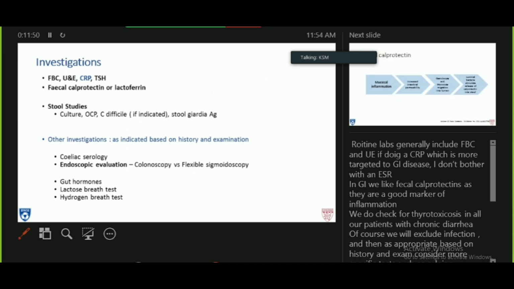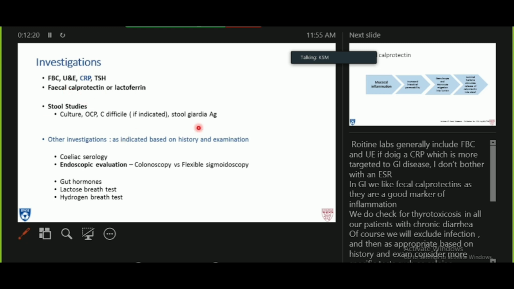Routine investigations are for anemia and dehydration. In GI, we like to check CRP, C-reactive protein, for luminal inflammation. I don't routinely do an erythrocyte sedimentation rate or an ESR if I'm doing a CRP, because the CRP is more specific for the gut. I will check for thyrotoxicosis in someone who has chronic diarrhea, and we like to check fecal calprotectin, and I'll talk a little bit more about that in detail.